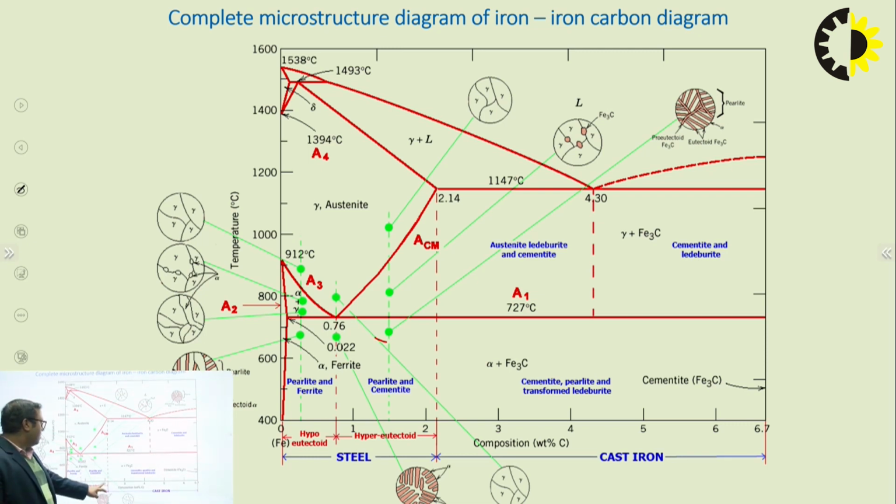Below 2.1% everything is steel, and above 2.1 to 6.7% everything is cast iron.